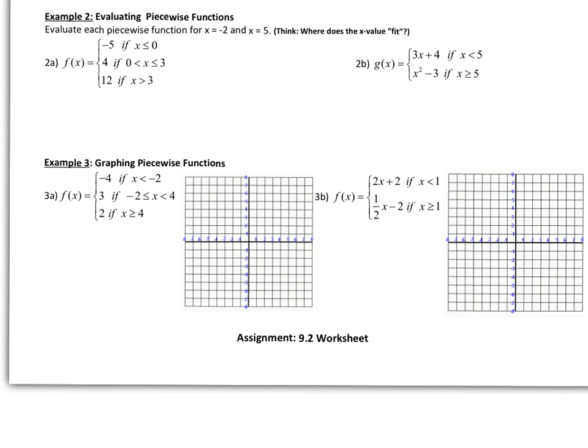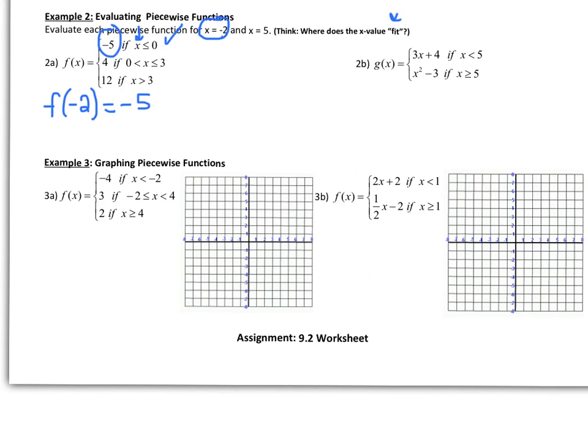To evaluate piecewise functions, we just have to plug in the numbers for x that they're asking us, and we just figure out where the x value fits. So let's go over here to 2a, and we're going to plug in -2. So f of -2, and now we just have to ask ourselves, does -2 fit right there? Is -2 less than or equal to 0? Yeah, it is. So our answer here is -5.